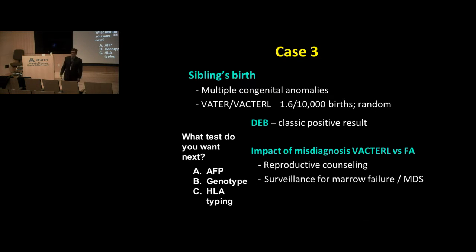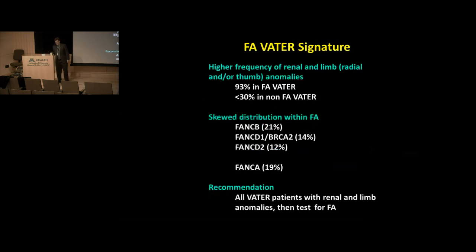Genotyping. The reason being, as I'll show here, is that the distribution of VATER is not uniform across all FA genotypes. And you can see here a higher frequency of renal limb abnormalities in the FA VATER syndrome. So that's one part of it. There's a skewed distribution within FA. You see BRCA2 again has a more likely chance of having that VATER signature.